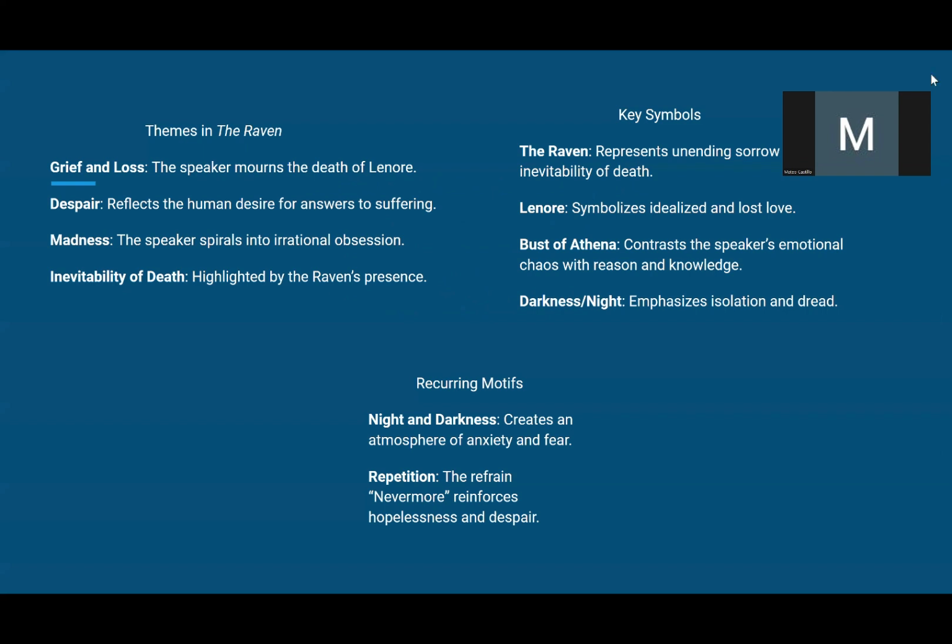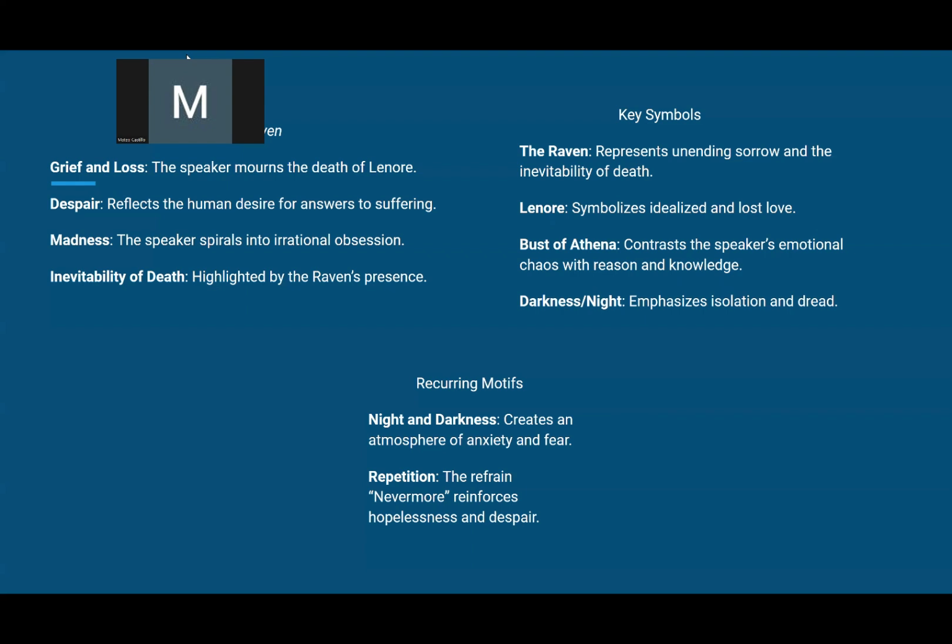Some key symbols for the poem include the raven, which helps represent the undying sorrow of the inevitability of death. Lenore, the actual person that the speaker loses, symbolizes lost love. The bust of Athena contrasts the speaker's emotional chaos with reason and knowledge, and the darkness and night helps emphasize isolation and dread.